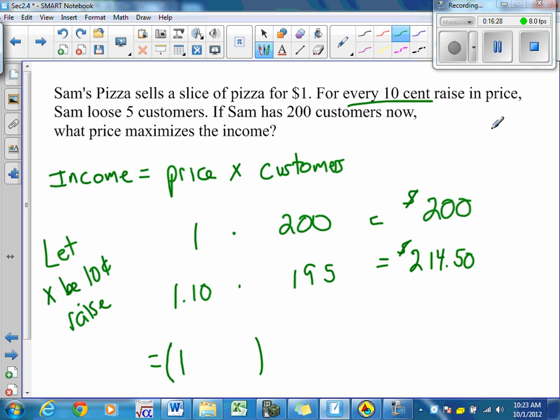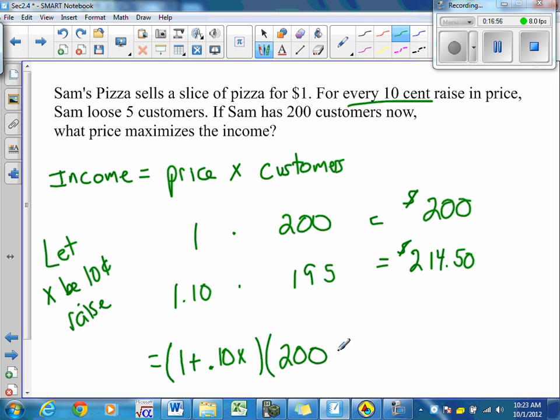Now, why I do it that way is because I'm going to multiply by my customers. If X is 1 and I raise it 10 cents, I'm going to lose 5 customers. If X is 2 and I raise it 20 cents, I put a 2 in here and I would lose 10 customers. So there's my income. I want to graph it to find the max.